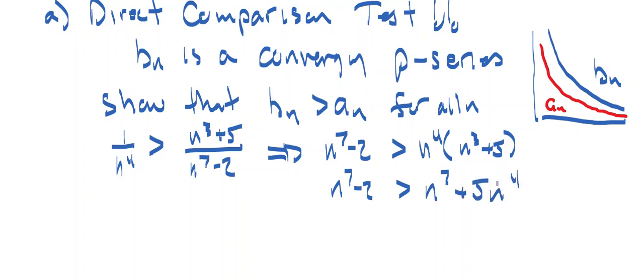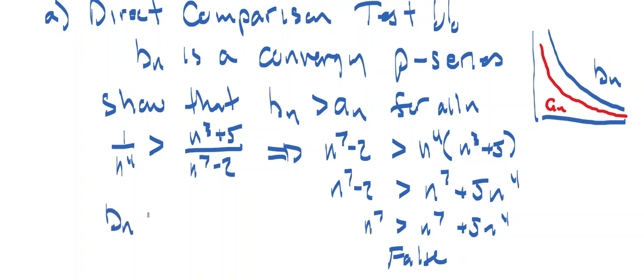Well, again, let's think about what's happening at infinity. At infinity, this minus 2 becomes insignificant. So what we have essentially is n to the 7th is greater than n to the 7th plus 5n to the 4th. That doesn't make sense because there's more terms over here. They're both going towards infinity, but this is always going to be larger than that. So this is false. Because this is a false assumption, b sub n is not greater than a sub n for all values of n. So therefore, we cannot use the direct comparison test.